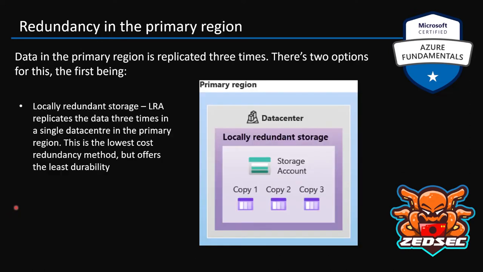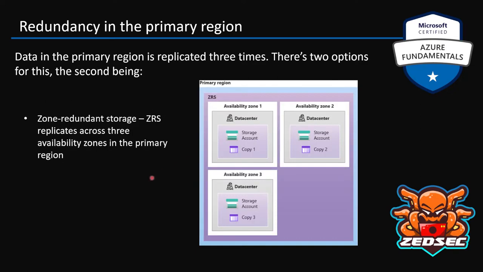So here we've got locally redundant storage, LRS. So you've got your data center here, and you'll see your data is being copied 3 times. Cool. So it's the cheapest, but it's the least durable, right? Because if this data center goes down, all your data's gone.